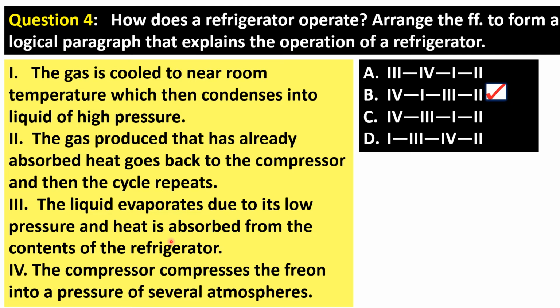The heat coming from the food will be absorbed by the refrigerant. And lastly, the gas produced that has already absorbed the heat goes back to the compressor, and then the cycle will just repeat itself. So that is the correct sequence, which explains the operation of an electric refrigerator.